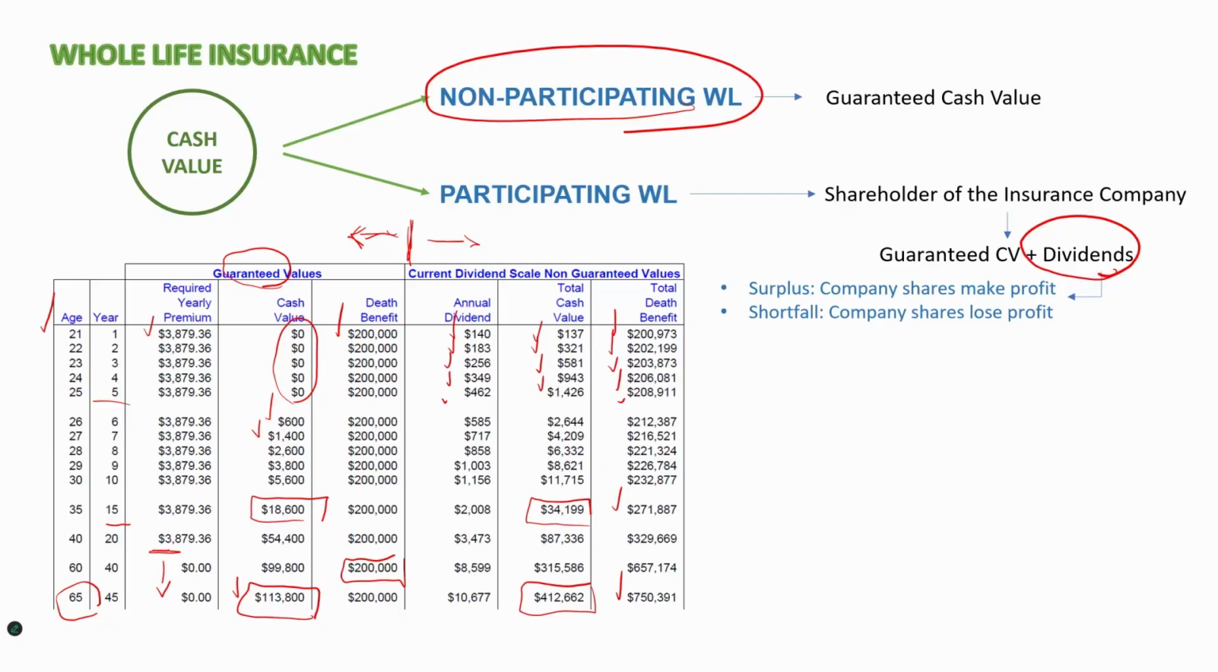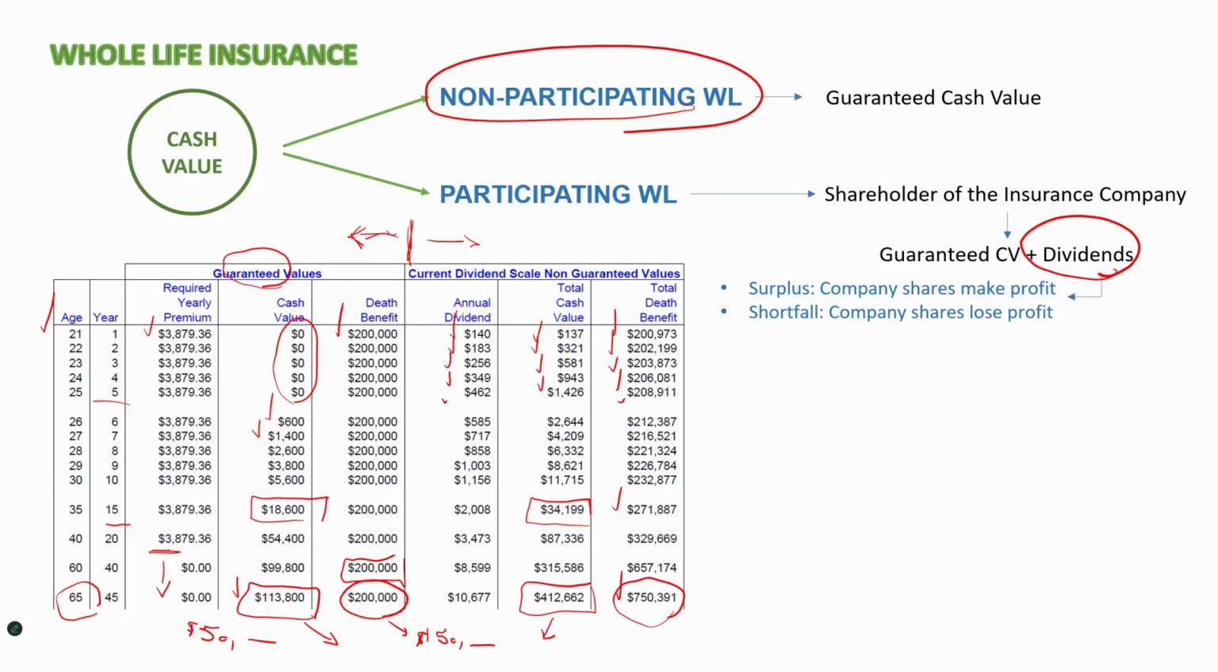If a client takes a part of this money out, it will be deducted from that death benefit. So let's say even in the non-par, if the client takes out $50,000, then the death benefit is $150,000. It's the same thing with the participating whole life as well.